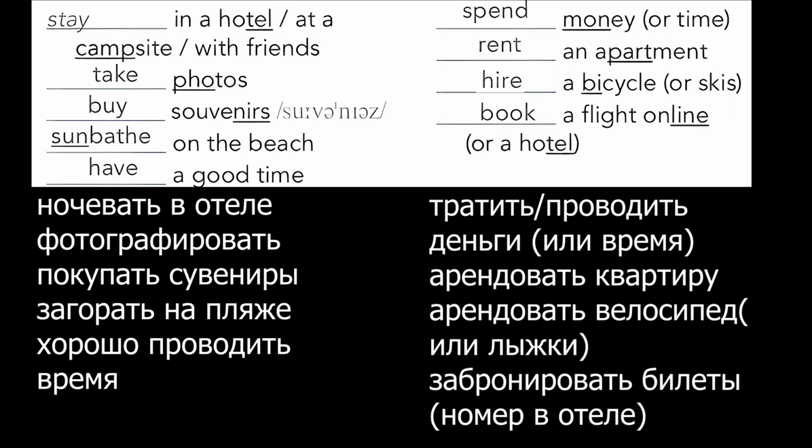2.7. 2. Other holiday phrases. Stay in a hotel. Stay at a campsite. Stay with friends. Take photos. Buy souvenirs. Sunbathe on the beach. Have a good time. Spend money.